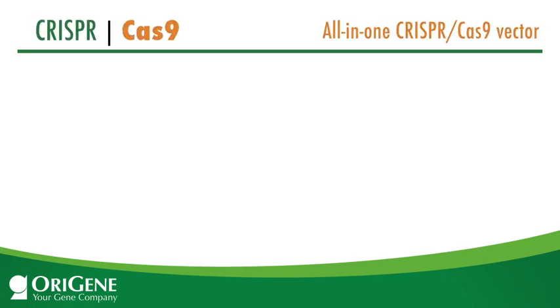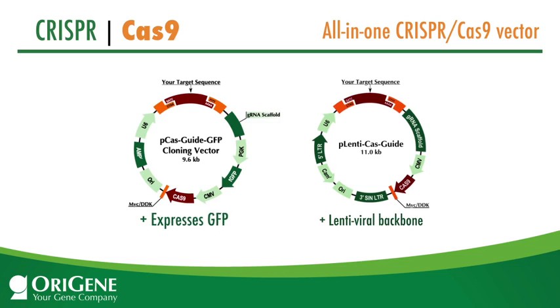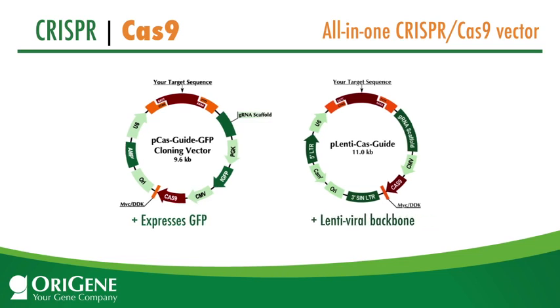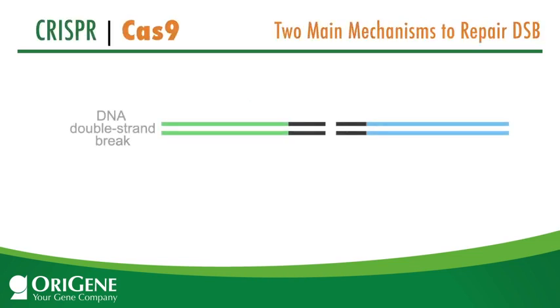Other vector variations are also available to provide added convenience, such as GFP for transfection monitoring or lenti backbone for viral delivery. For researchers who perform mRNA microinjection or mRNA transfection, a T7-driven expression vector is available. With the CRISPR-Cas system, genome editing is now smooth sailing.